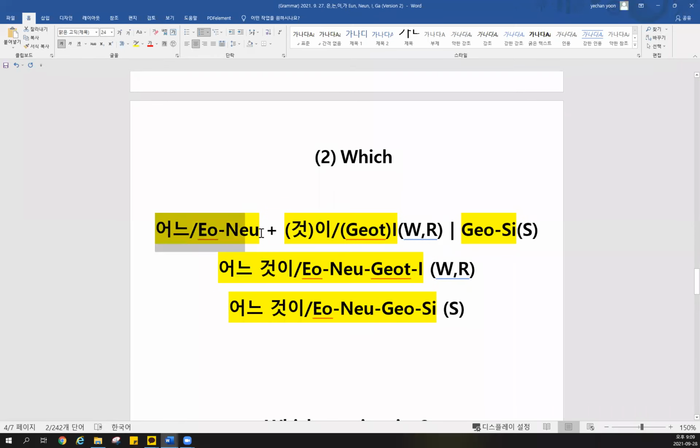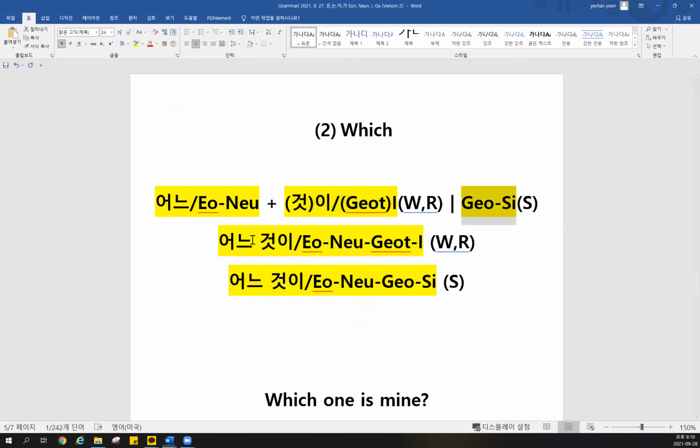Which was 어느, right? 어느. But this one can be added with 어느 것이. Actually, the writing is like this, but the pronunciation is 거시. So what is it going to be? 어느 것이.